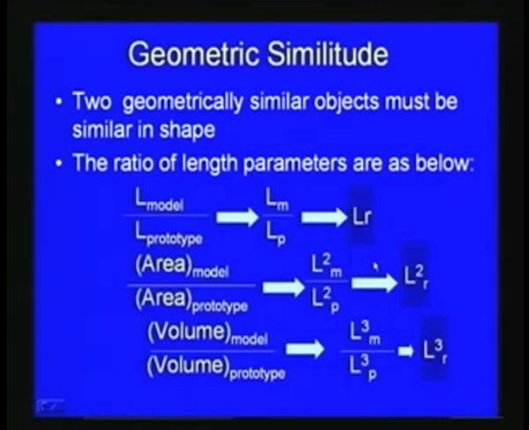So as far as geometric similitude is concerned, when length is considered, it can be the geometric length or width or depth. When area is concerned, we will have a scale ratio of Lr square, and when volume is considered, we will have a scale ratio of Lr cube. So this is as far as geometric similitude is concerned.